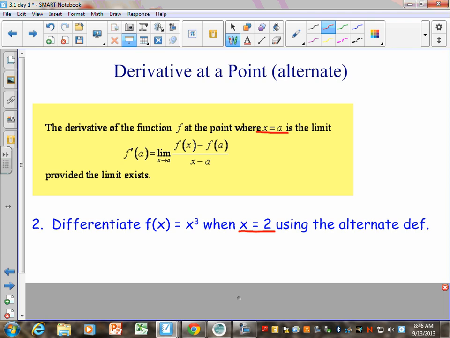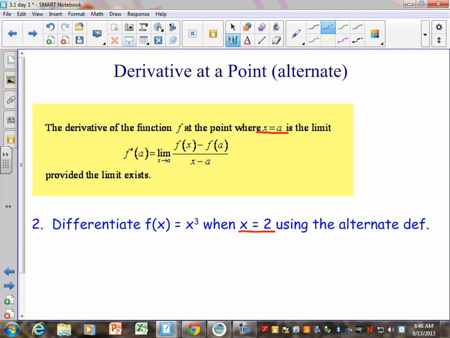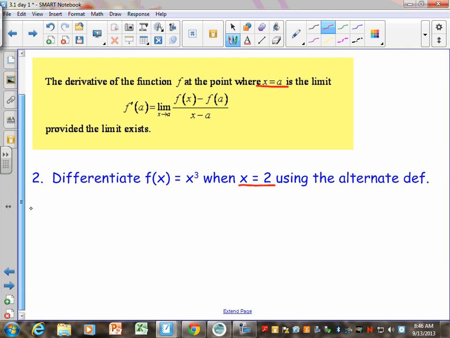A is a number, right? Yes, but if x equals a, then x is a number. The last one we were finding the derivative in terms of x. This one we're finding the actual slope, where we should get an actual number. So all you do is replace a with the number that you're doing this with, just like the other time.